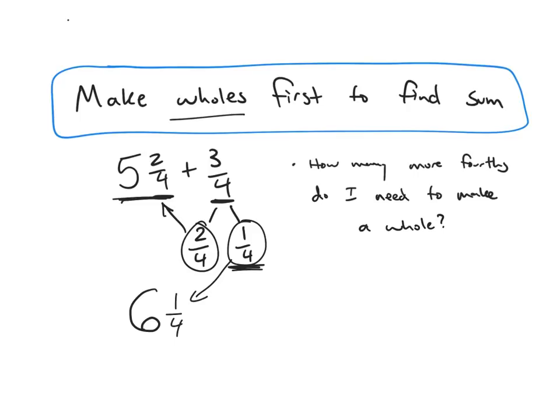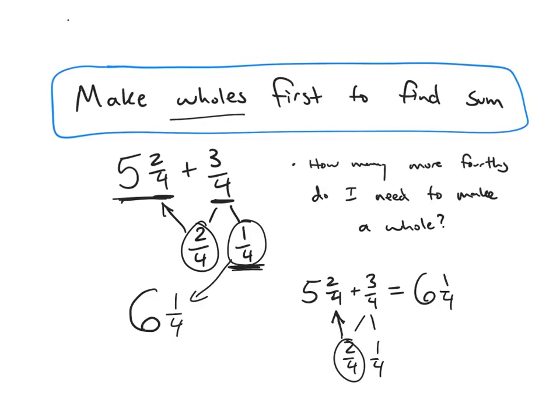So in this strategy, what I was doing is I took 5 and 2/4 plus 3/4. I decomposed the 3/4 into 2/4 and 1/4, and then I added it together to get 6 and 1/4. So I combined this 2/4 to this 2/4 to get to 6, and then I was left with 1/4, which became the fraction part of my mixed number.